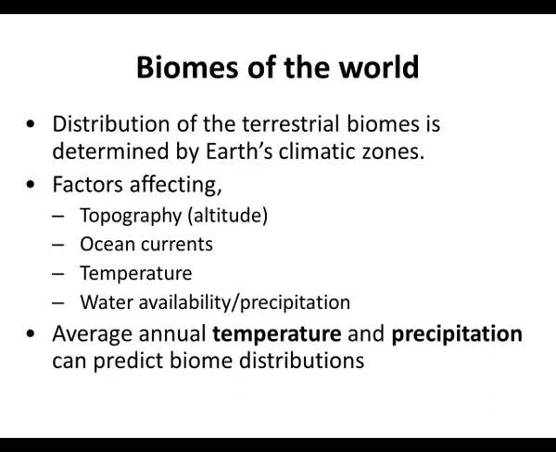So typically, the distribution of biomes is determined by Earth's climatic zones. And when we are talking about climatic zones, we focus on several major physicochemical factors, including altitude, ocean currents, temperature, and precipitation. And if you just focus on temperature and precipitation, just those two factors can precisely predict the distribution of biomes. So the most important two elements of making a biome are temperature and precipitation.